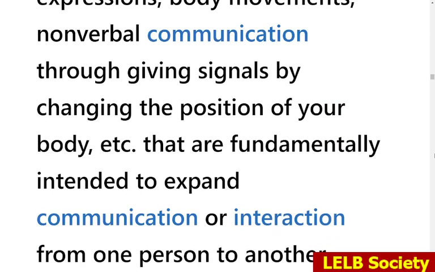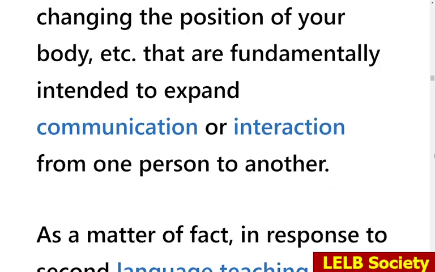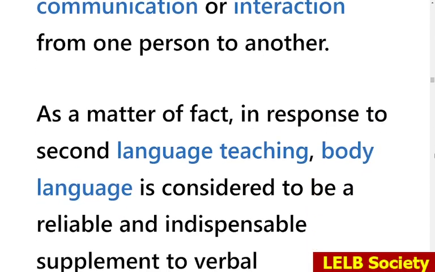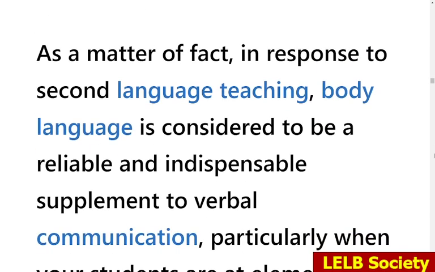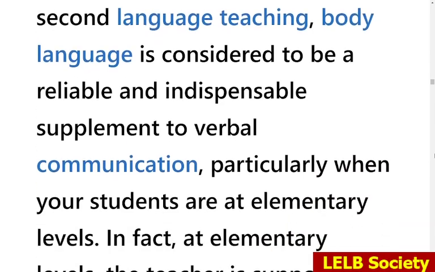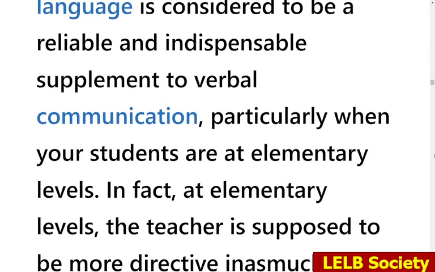As a matter of fact, gesture and posture are fundamentally intended to expand communication or interaction from one person to another. In response to second language teaching, body language is considered to be a reliable and indispensable supplement to verbal communication, particularly when your students are at elementary levels and you want to use the target language, for example English, and do not use translation.